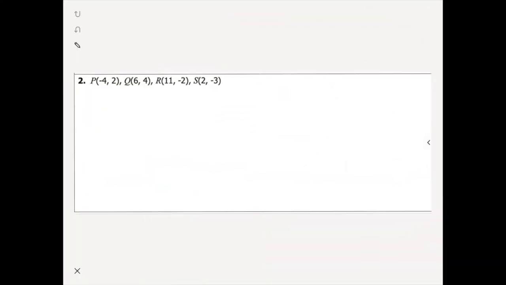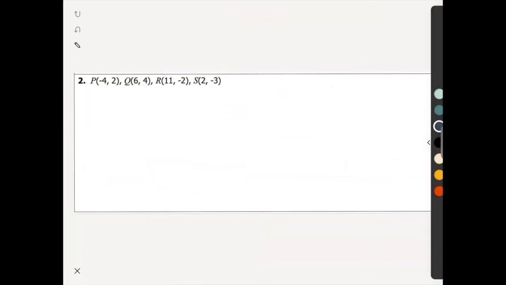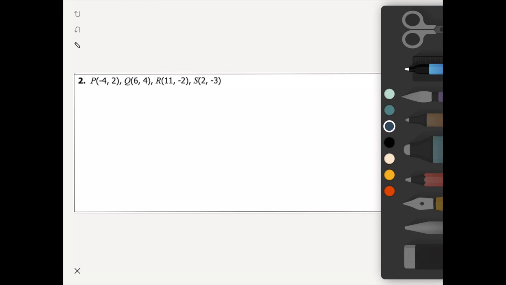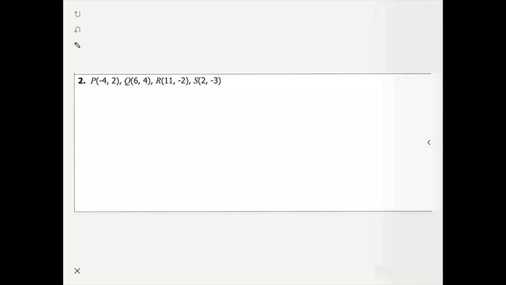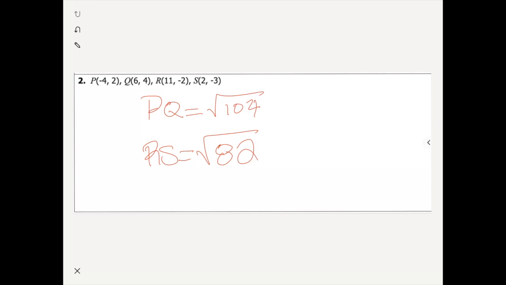If we look at this second example, I'm not going to do this example in full, but if you look in your notes on the homework, you will see that when you do this problem and you use the distance formula, you're going to get PQ equal to the square root of 104, and RS equal to the square root of 82. This is not a parallelogram because those two sides are not congruent. If these two sides were congruent, then you could say they're a parallelogram.